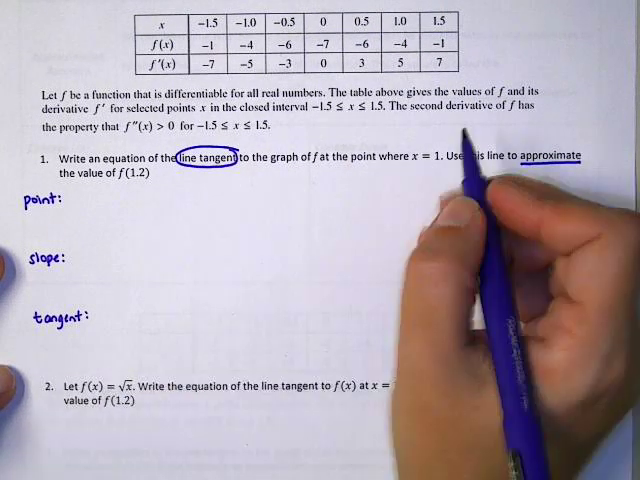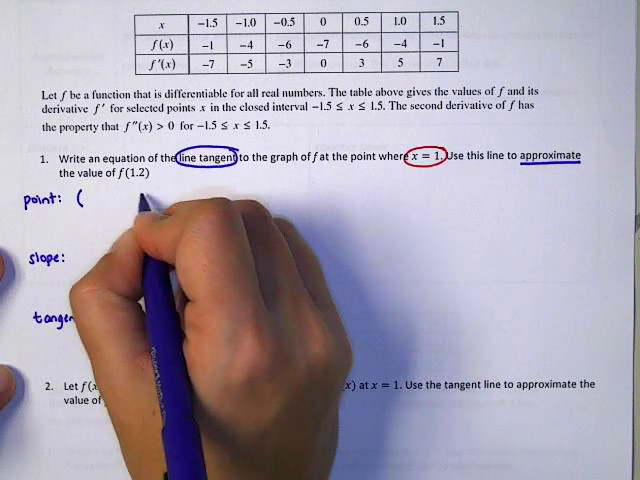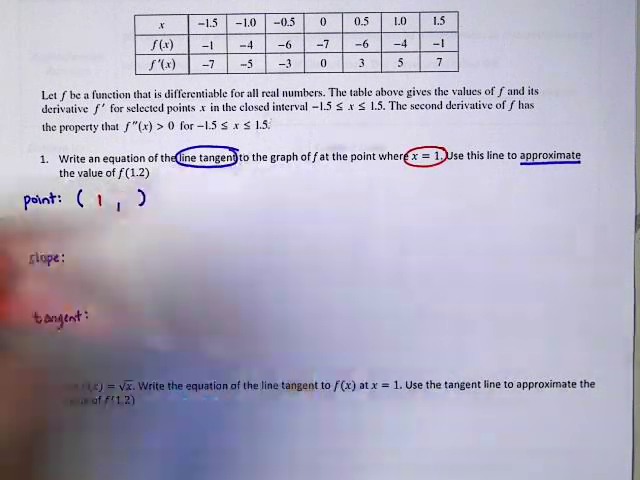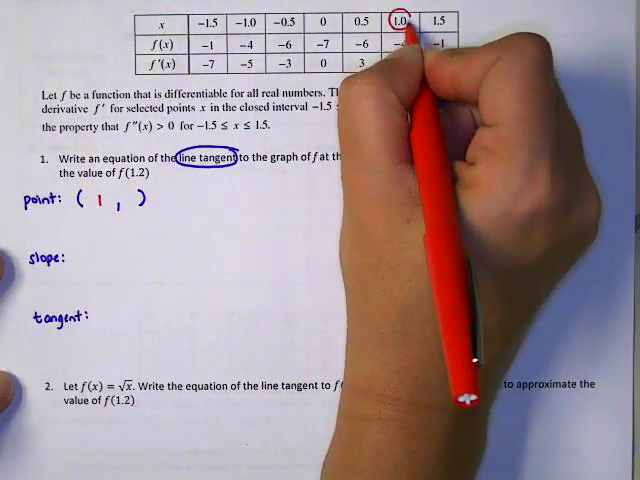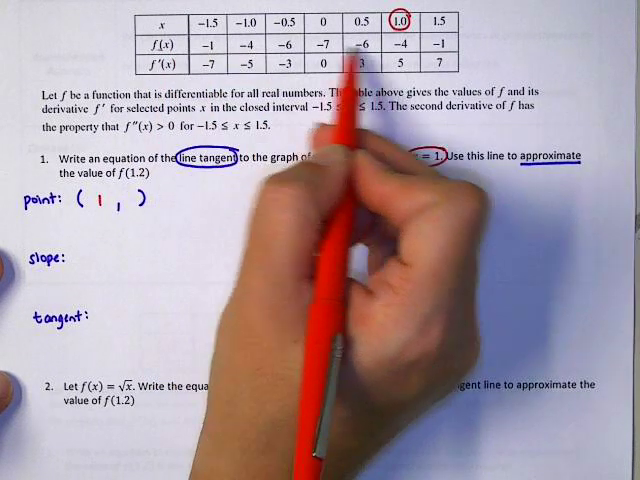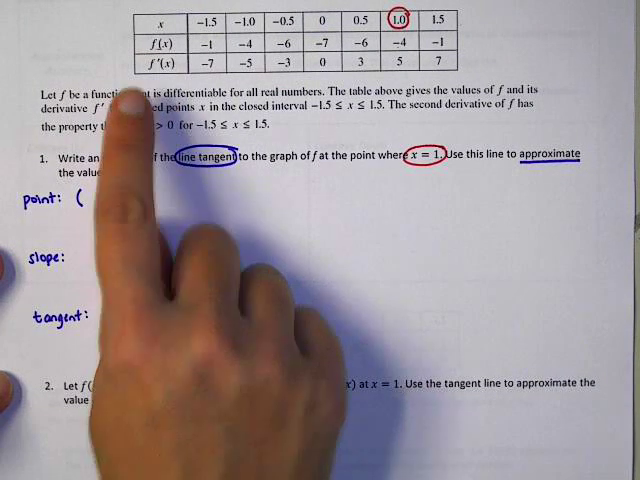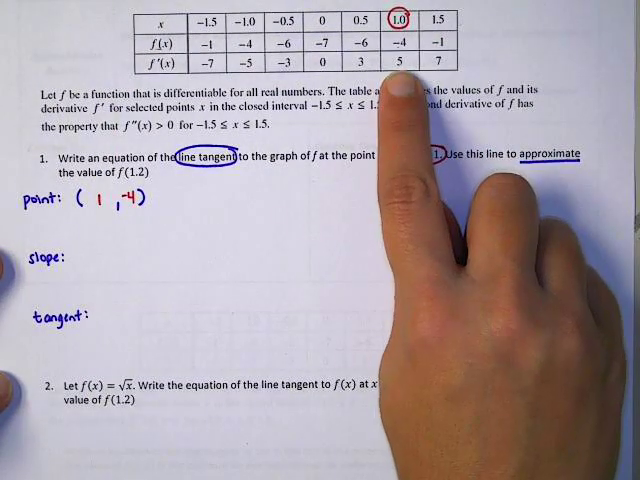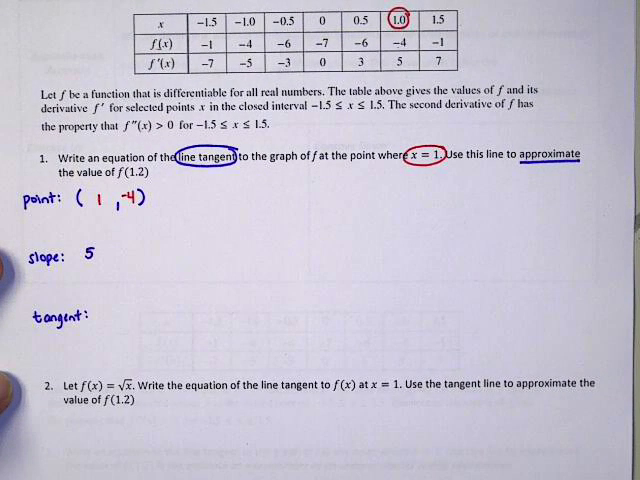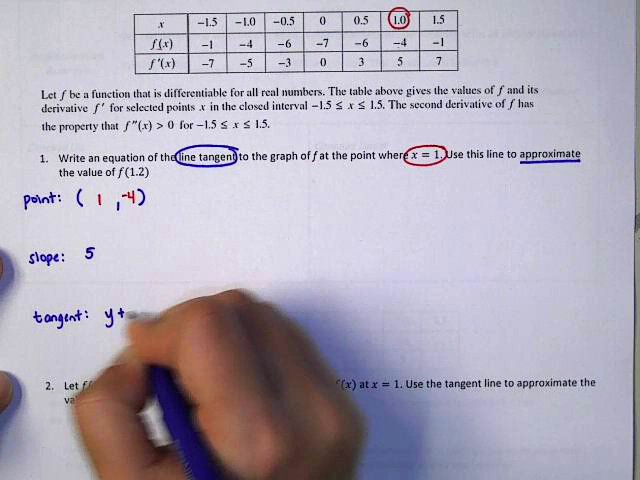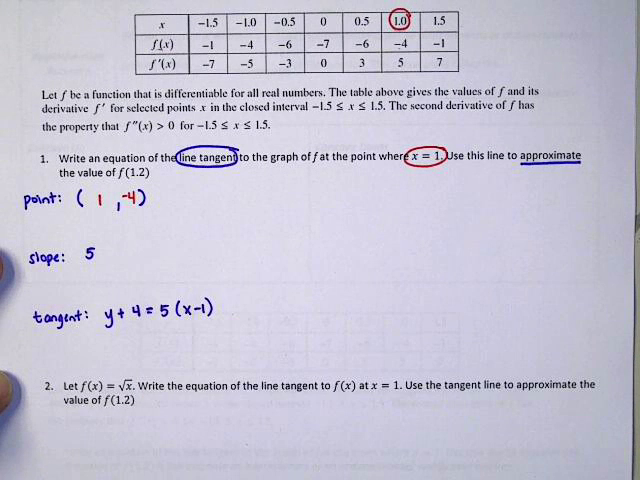Now the point is going to be at the place where x is 1. So my ordered pair is going to have a 1 for the x value. In order to find the y value, I'm going to look in the chart at where x is 1, and I'm going to find the value of f of x, which is negative 4. In order to find the slope, I'm once again going to use the chart. So when x is 1, the slope is 5. So I would have 5 for my slope. Therefore, my tangent line would be y plus 4 equals 5 parentheses x minus 1.